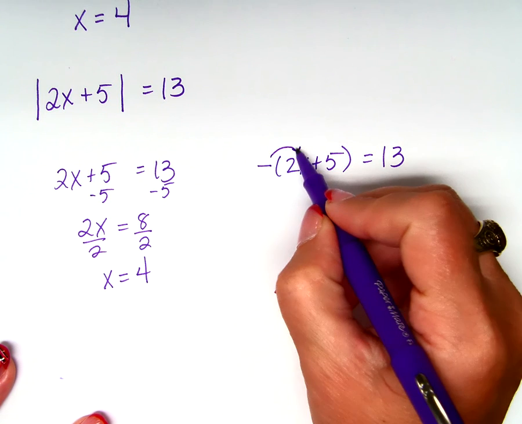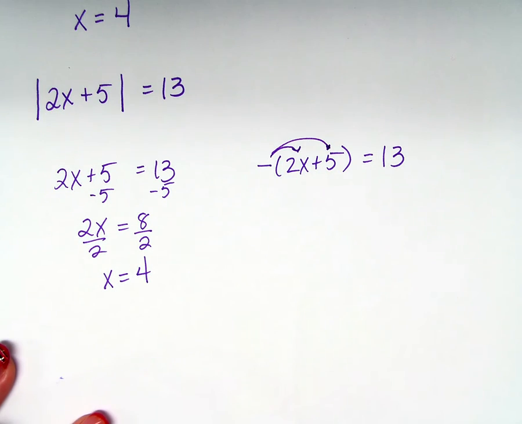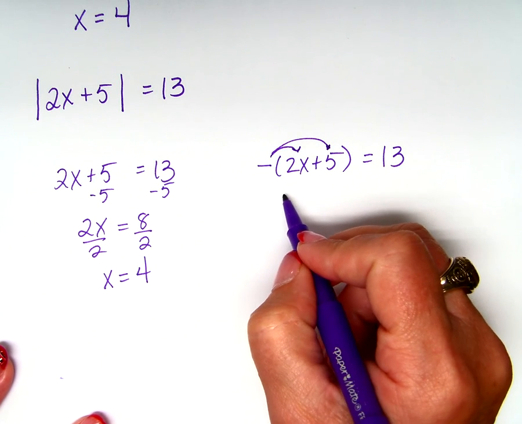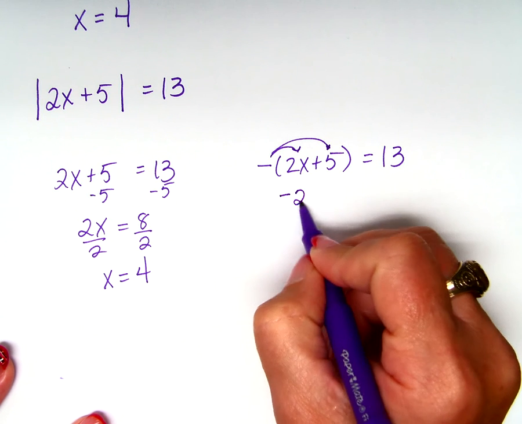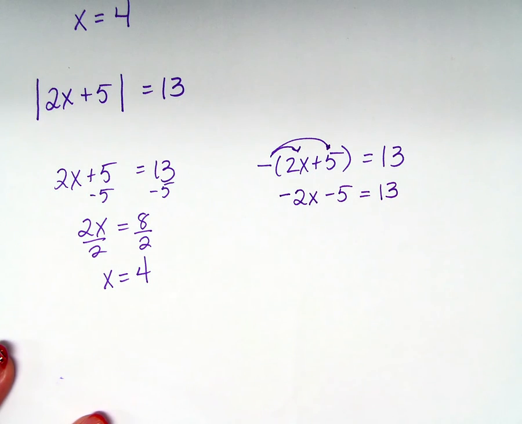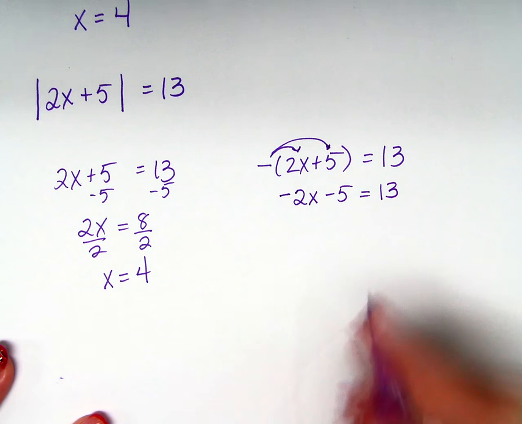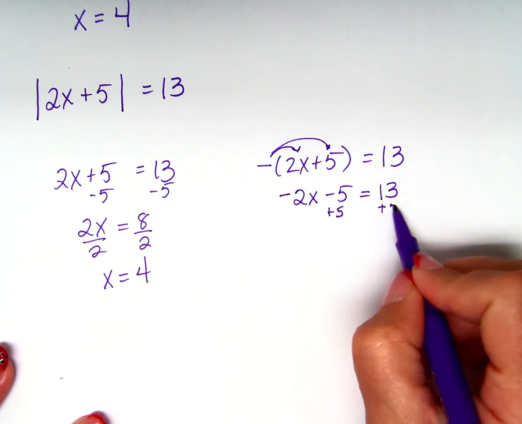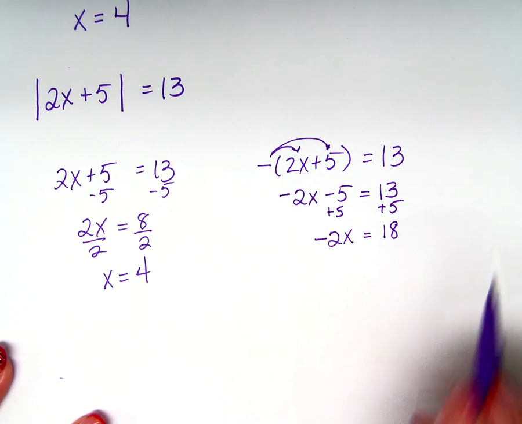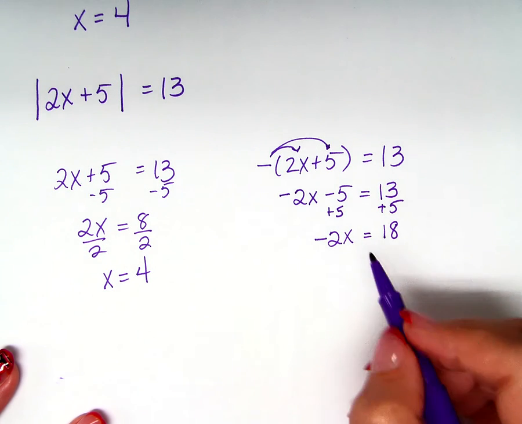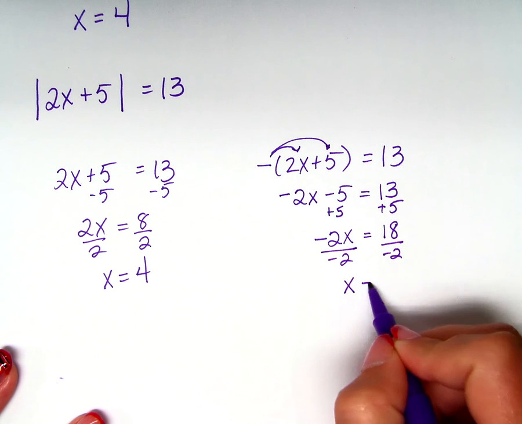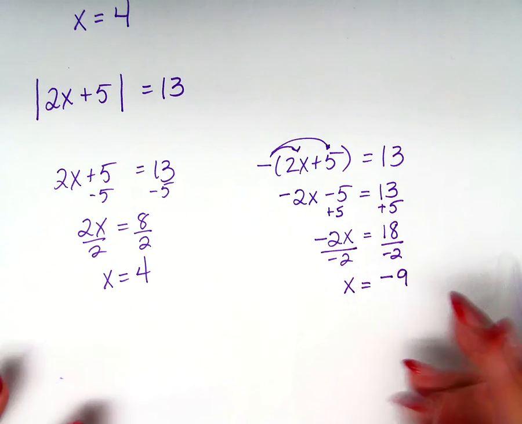So let's distribute that negative to each term right here, okay? For the record, I'll do the other way in the next example. Is that all right? Okay? So negative 2x minus 5 equals 13. How do I solve this problem? Perfect. Adding 5 to both sides gives me negative 2x equals 18. And then, perfect, dividing both sides by negative 2 gives me x equals negative 9.